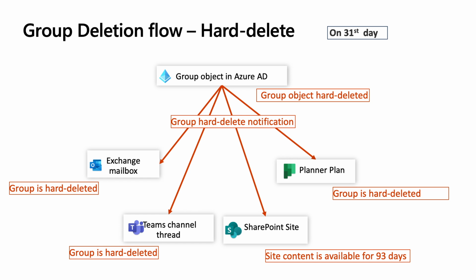This is similar to what we talked about in the previous slide. And now let's assume that the 94th day comes. So at this point, the group has been hard deleted in all the apps, and all the content, including the site content, is now permanently deleted.